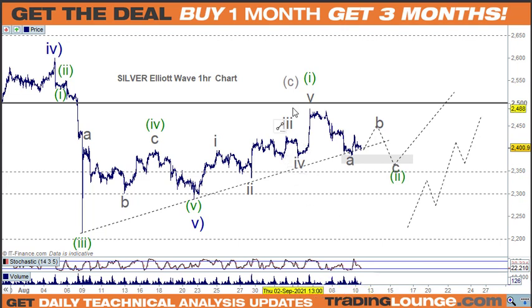But this wave C here down has the same strength as this being an impulse wave to the upside. So, you know, once we get on top of $25, then they get into the futures market. They're pushing this around like they do with gold. Support, then we know that we'll be pushing to the upside.